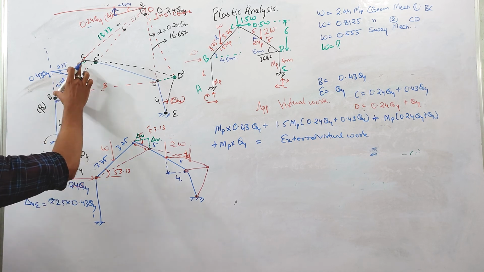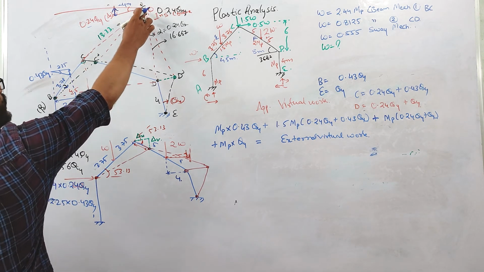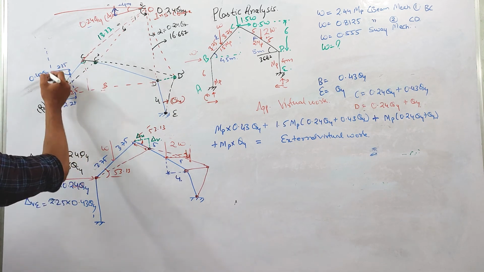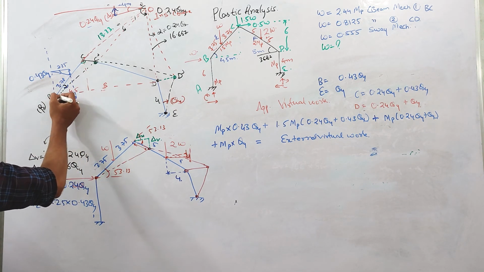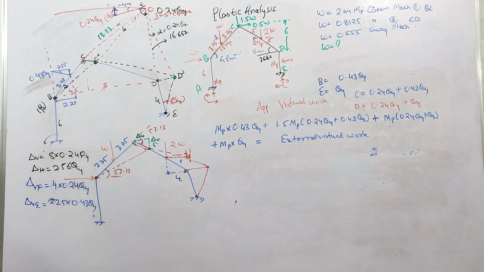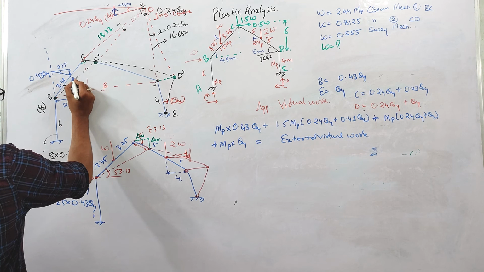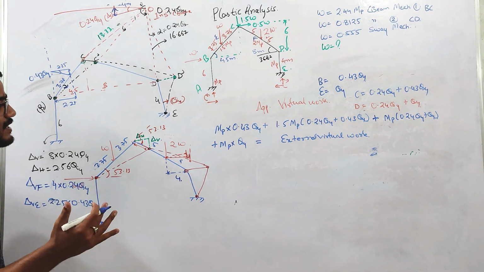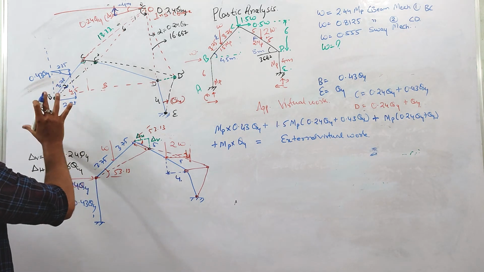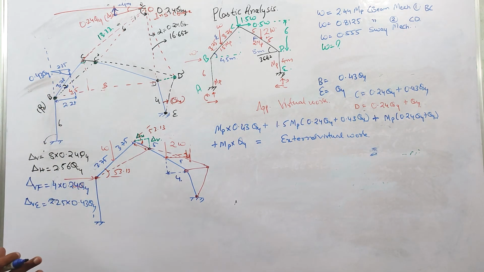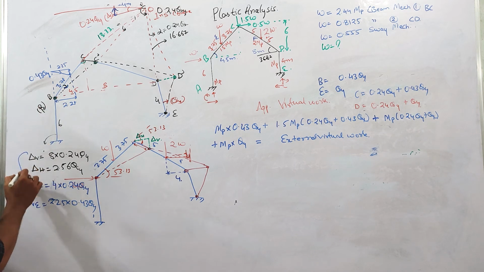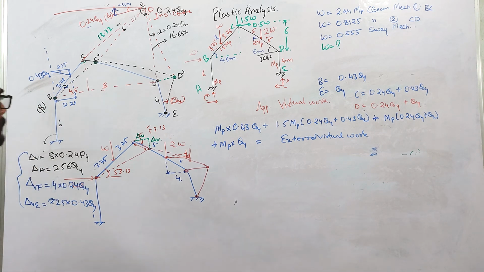Because this member is not rotating about this joint, that's why we are not taking this distance from here. This member is rotating about this B joint. So this is how you calculate the vertical deflection under the point load. You can also calculate by finding the displacement at this point and then breaking the displacement into x and y directions. That is a little bit cumbersome, so this method is very easy. If you do it by that method, the same thing will come.